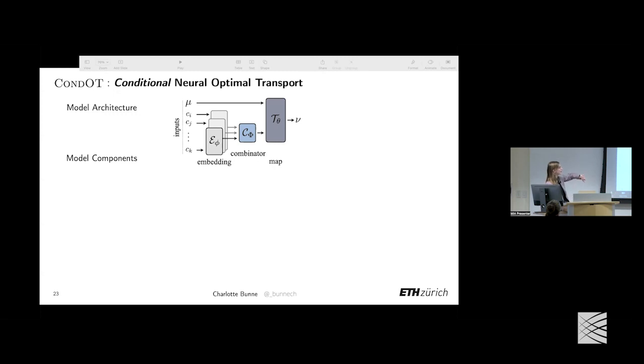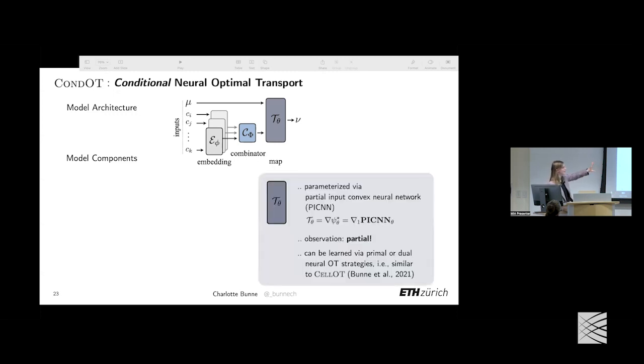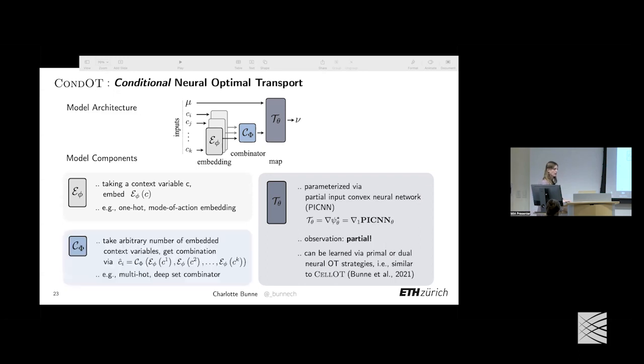But for now, we derived a fairly general architecture consisting of three parts: the partial ICNN, which still parameterizes our Monge map, which takes in two inputs, the first one being the measure, the second one being the context. For the context, we need some form of embedding. This can be something simple like a one-hot. The problem is we potentially cannot generalize to unseen drugs, if this is something we want, but we can very easily model combinations by just having a multi-hot. But it can also be something more abstract.